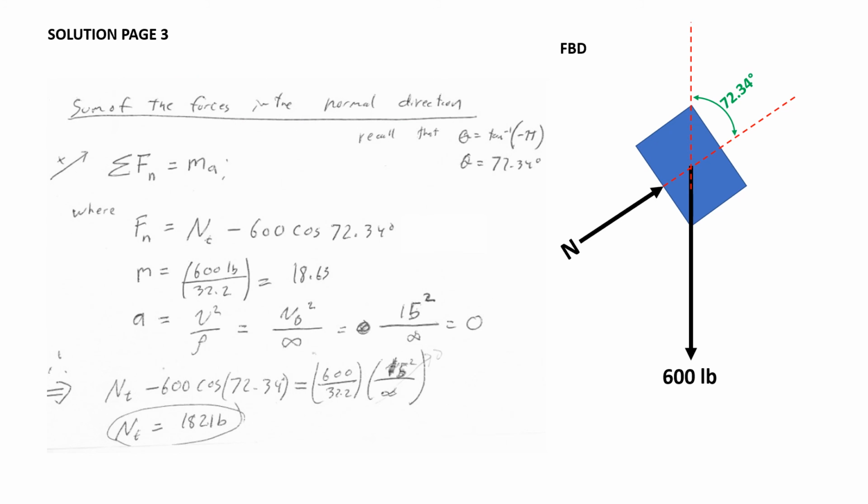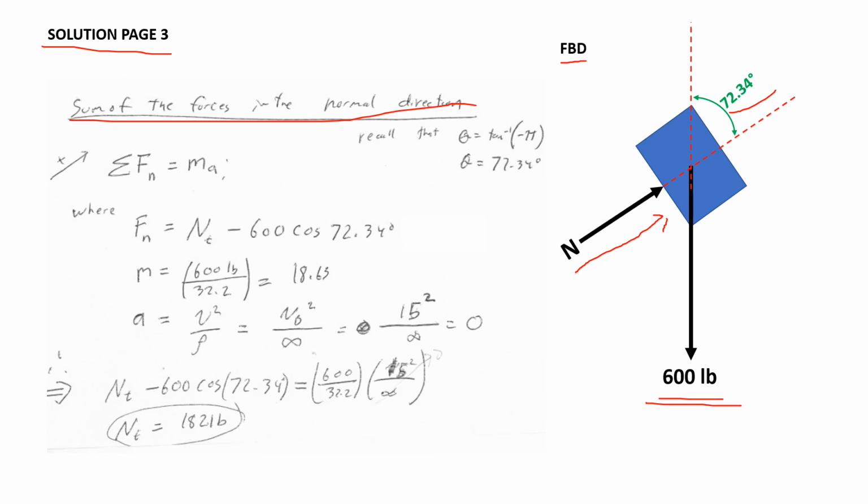So now we can move on to our solution, page 3, where we go back to our free body diagram we drew at the beginning of our problem here. And what we're going to do is look at the sum of our forces in the normal direction. So here's our free body diagram over here. We can see we have our normal force of the track pushing up on the car, we have our angle that we solved for, and we have our weight force acting down here.